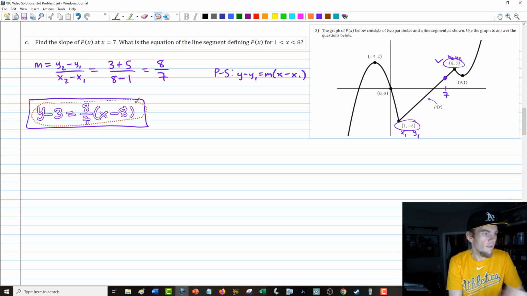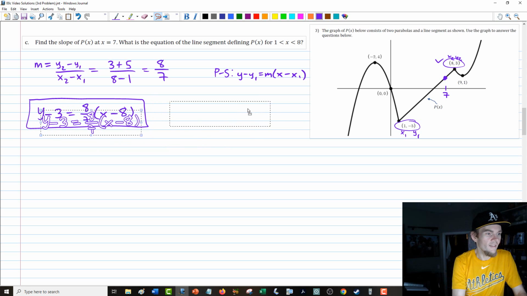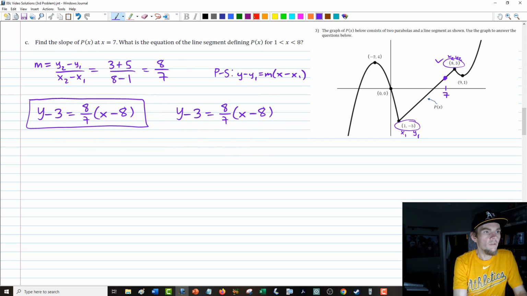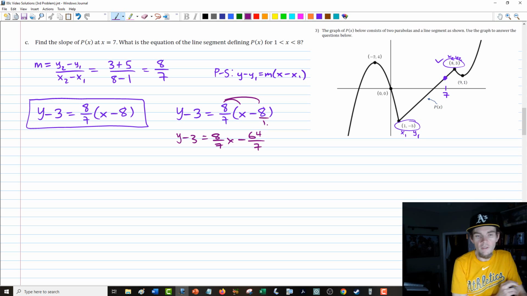I know that I can finally cheat on this stuff and copy and paste a little bit. Basically, what I'm going to do, and I'm going to use this color to do it, I'm going to first distribute the 8/7. So I'm going to get y minus 3 equals 8/7 x minus 64 over 7. And if you're less comfortable with fractions, you might read that as 8 over 1, so you can just multiply across.